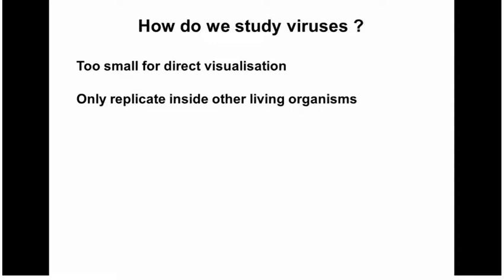Okay, so that's the definition of viruses. I'll leave off on the binary division till a bit later on. How do you study viruses? There are two big problems, really. One is that they are too small for direct visualization, so you can't see them under the light microscope. And the second is that they only replicate inside other living organisms. You can't isolate them on a petri dish or grow them up in a culture medium. You can't grow them in pure culture, which is what you would do with bacteria.